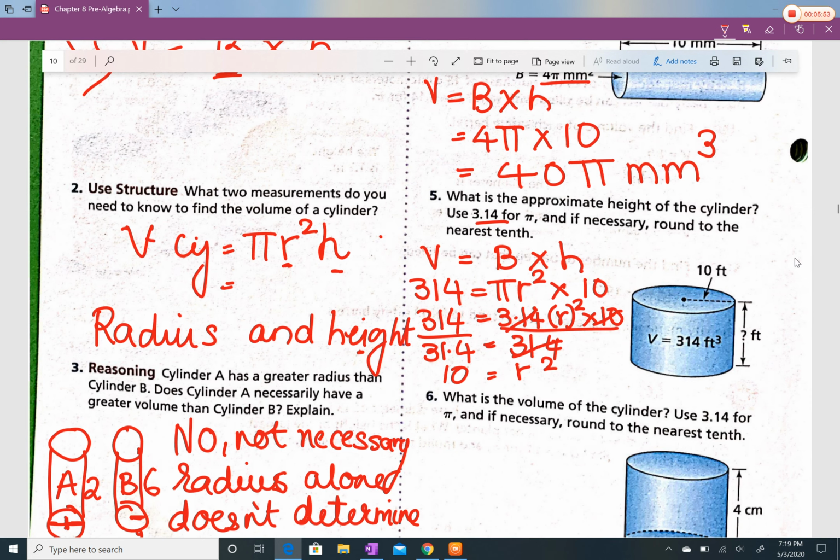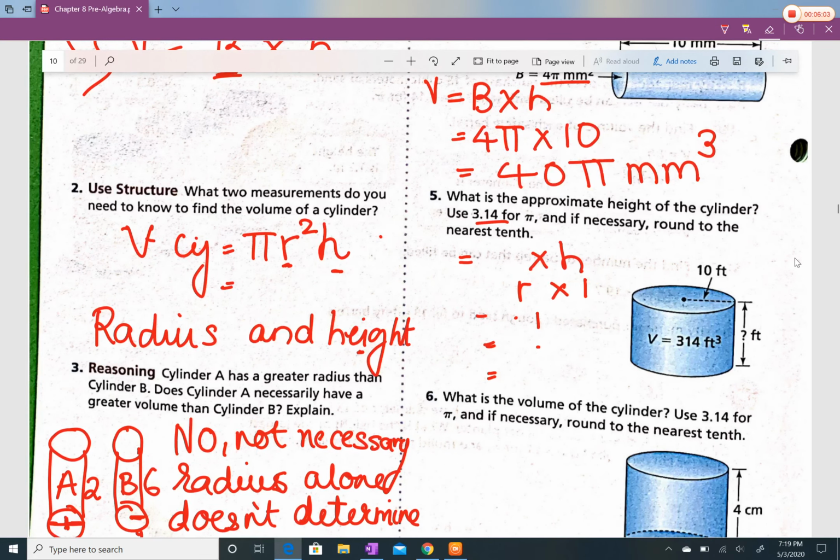What is the approximate height? Oh, that's where I did a mistake. I did not read the question properly. Sorry guys for the long video. Just 1 second. Height, I thought we have to find the radius. I was taking the radical. Okay, excuse me for this. See, if you don't read the question, you can do it wrong.